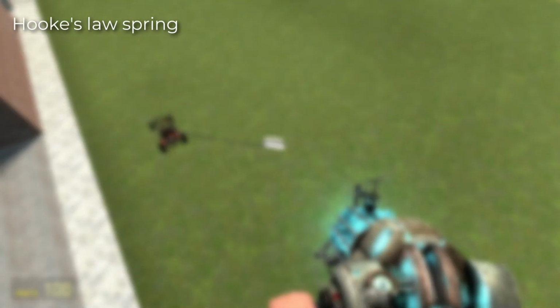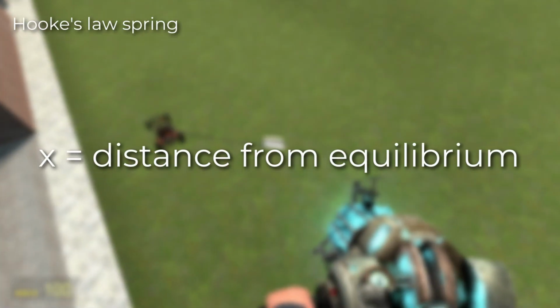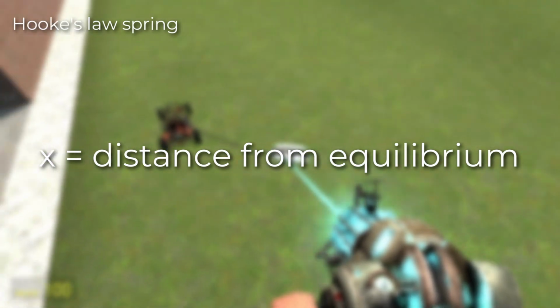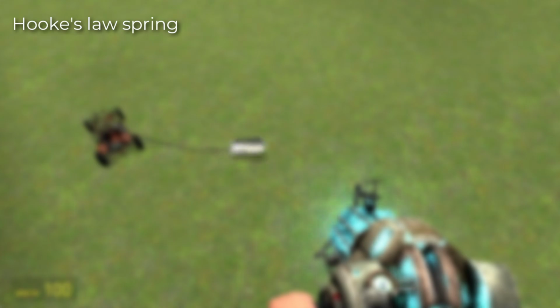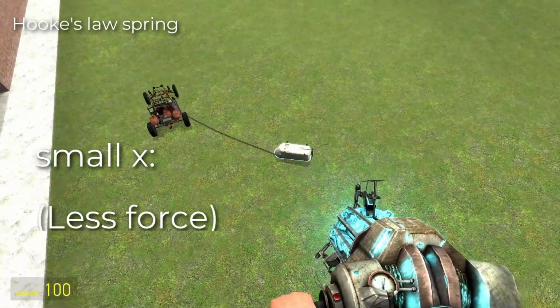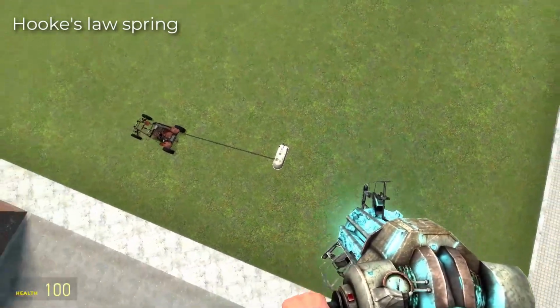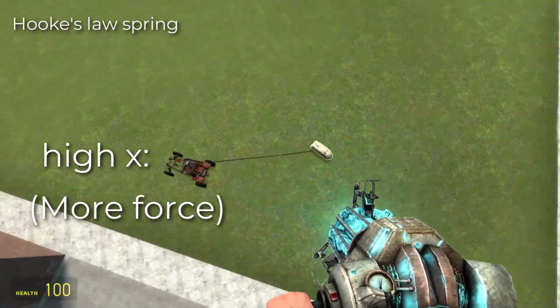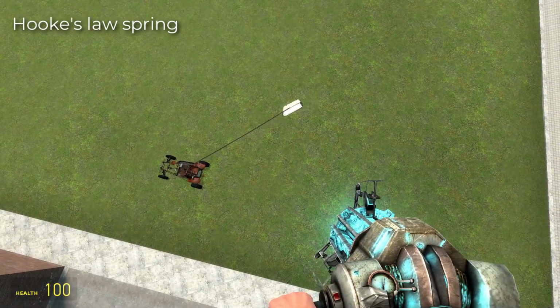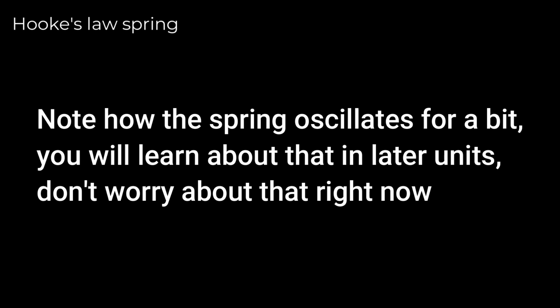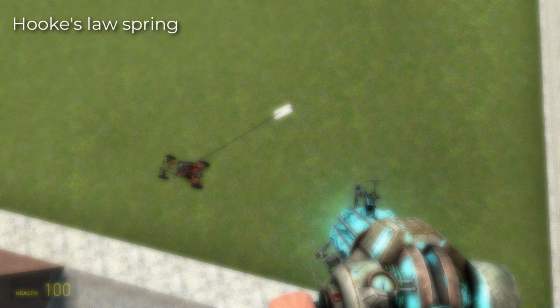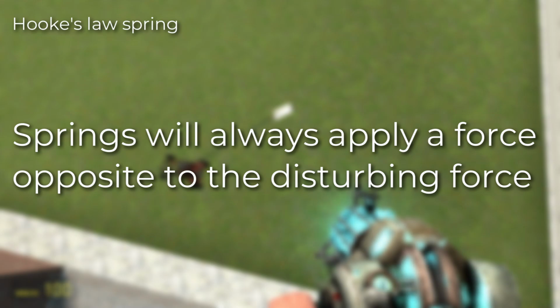So now what is x? Well, x is the distance that the spring is pulled or pushed from its regular resting position. So the bigger x is, the more it's being compressed or pulled, and therefore the more force the spring applies to get back to its resting position. And the negative in the equation just means the force is in the opposite direction of the push, which is why it's negative.